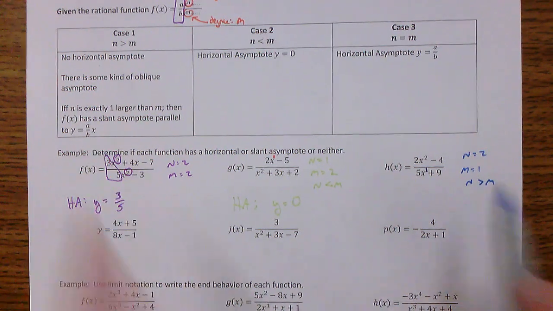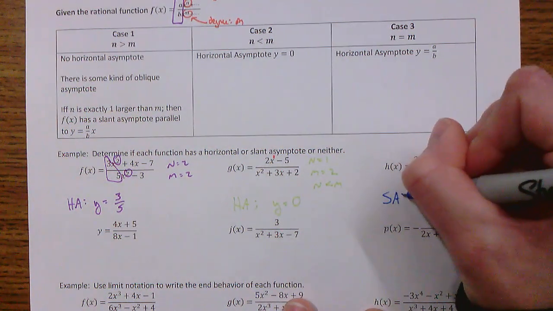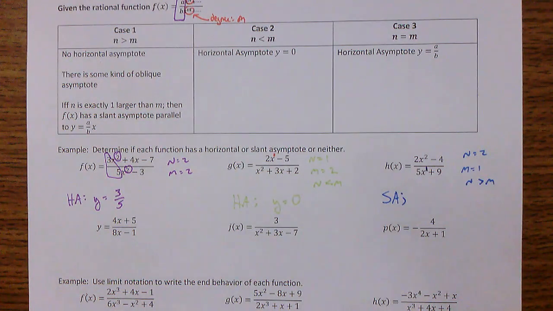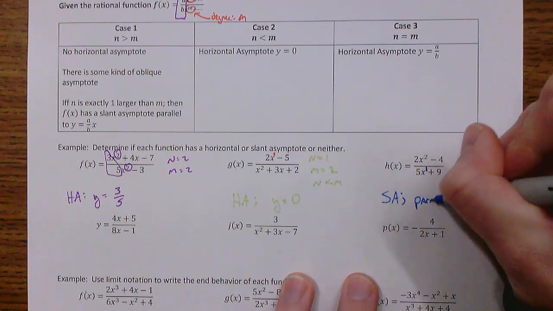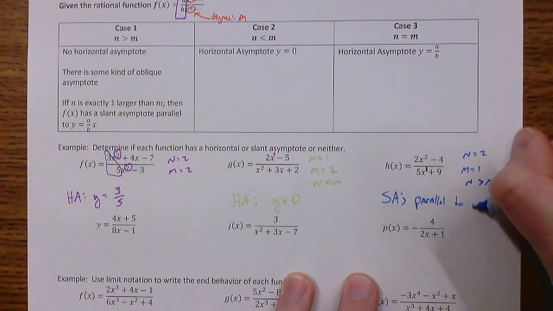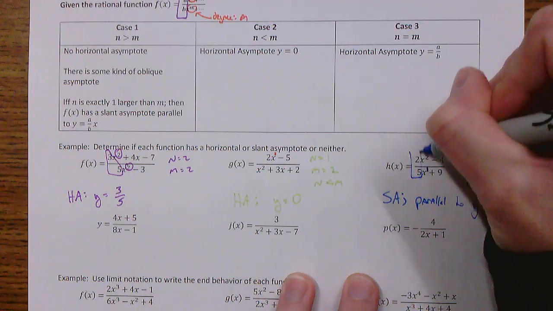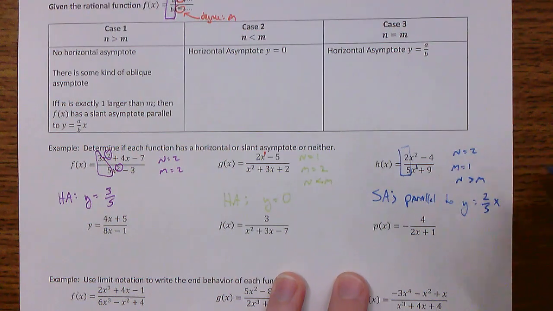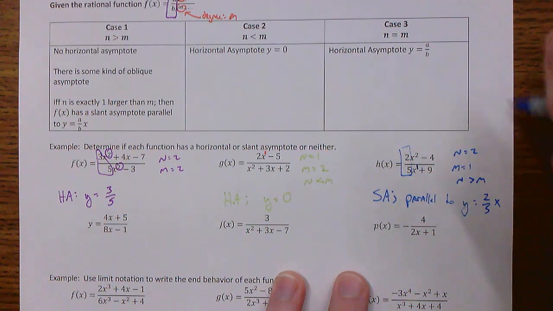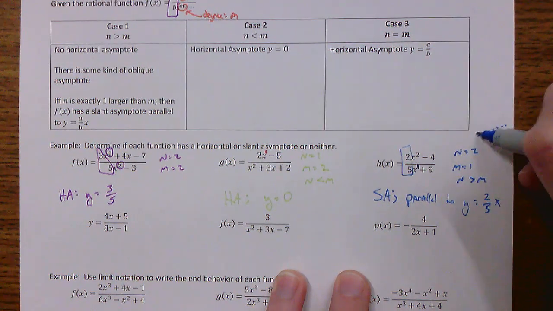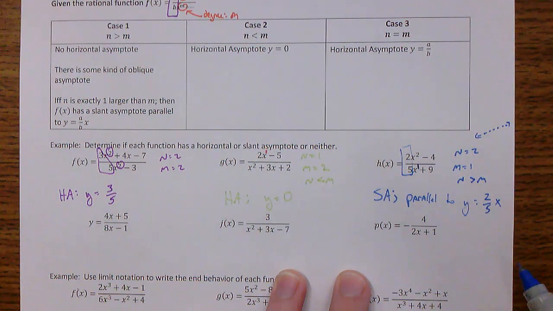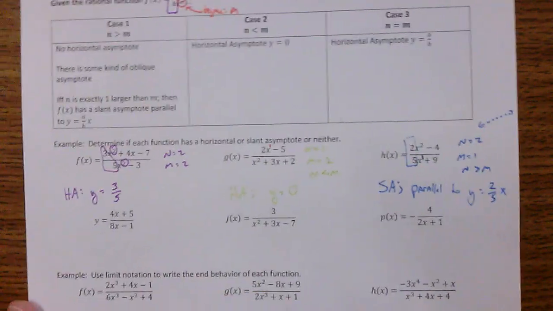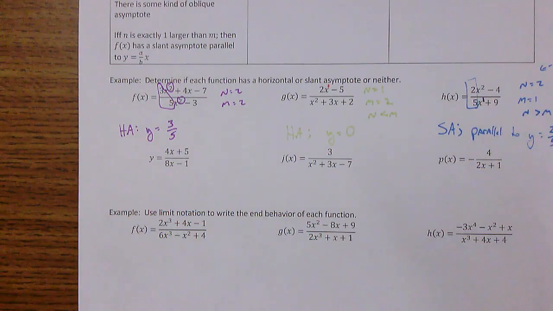So I'm going to have a slant asymptote. So I'm going to write SA for slant asymptote. And it's going to be parallel to y equals this ratio x. So it's going to have 2 over 5x, right? That slope is going to kind of tilt something like that. So it's telling me I'm going to have a slant asymptote that's something like this. And we will focus more on those and what they look like a little bit later.